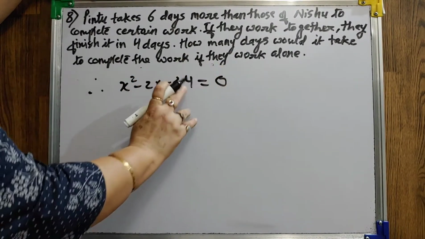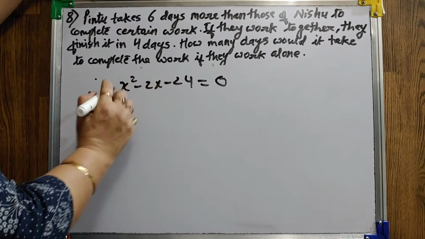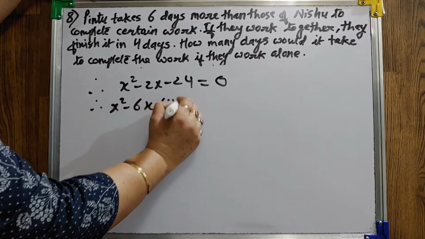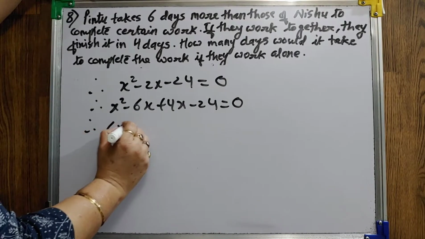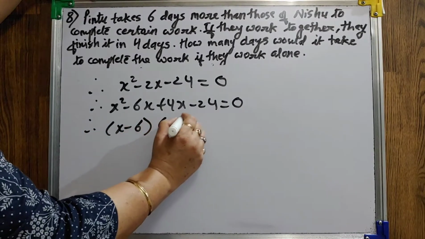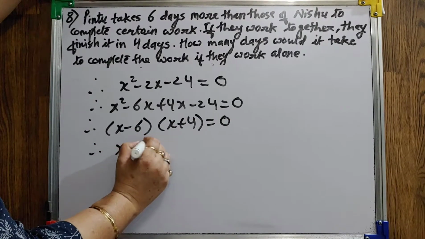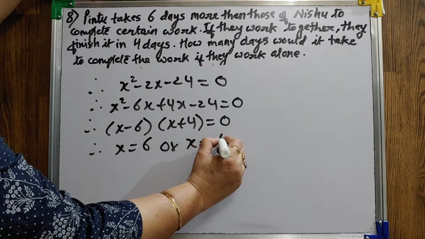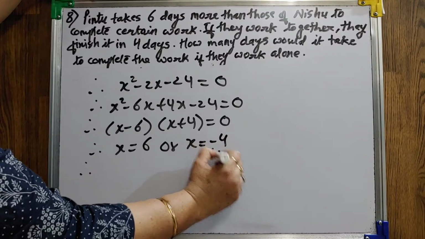Now in this, you require multiplication 24 and the difference of factors 2. So 6 4s are 24. So one of the brackets is x − 6, the other is x + 4. So your x is 6 or x is −4. Therefore, this can be discarded.